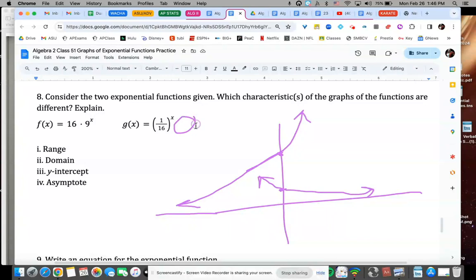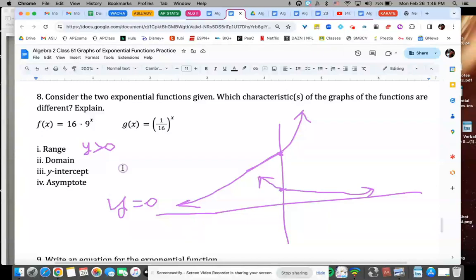Right? There's nothing shifted here. So my y equals 0 is my asymptote. All right, so is the range different for these? Well, the range are the y values, right? So the range is not different, because they both have the same asymptote. They're both above y equals 0. So no, they're the same. They're both y is greater than 0. That's the range for both of them.